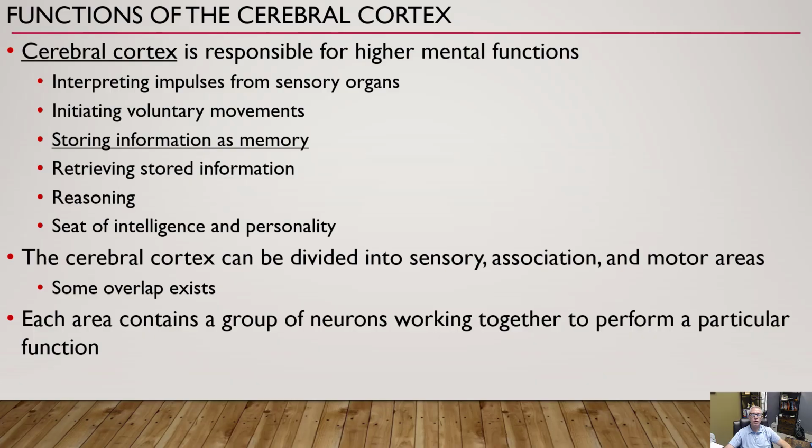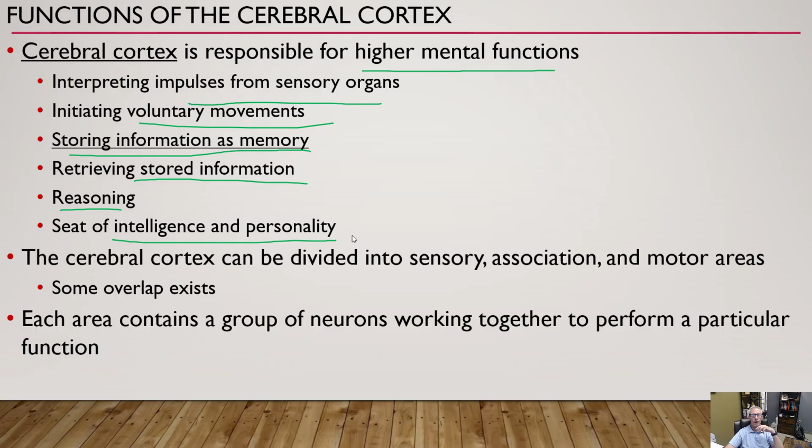All right, so the cerebral cortex, what does it do? A lot of higher mental functions. It interprets those impulses from your sensory organs. It initiates a lot of your voluntary movements, so a lot of your skeletal muscles. It stores your information as memories. It retrieves stored information, reasoning, intelligence, personality.